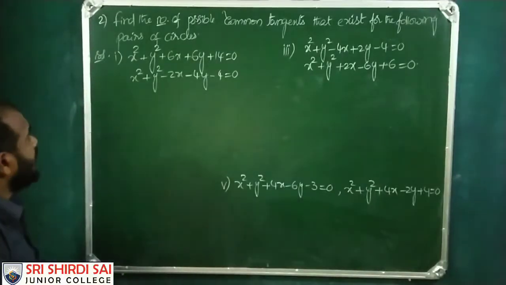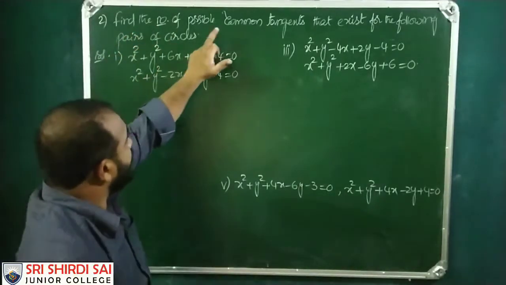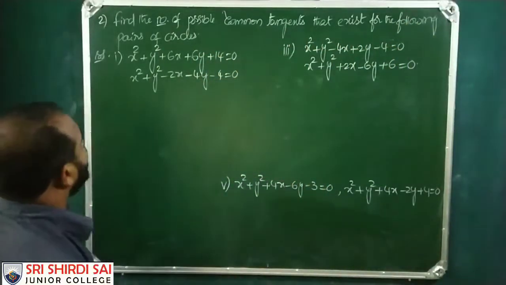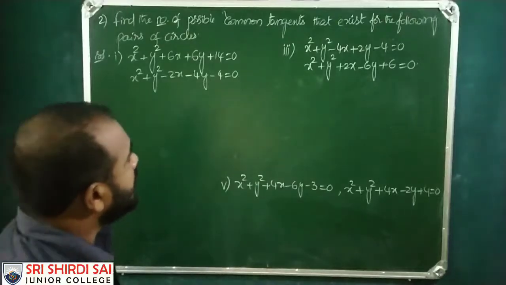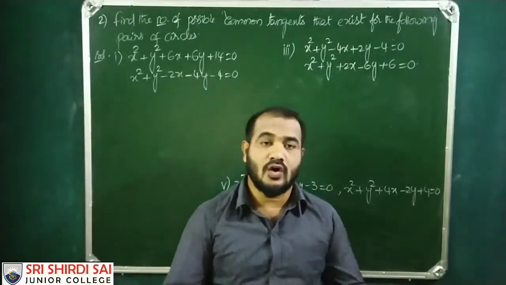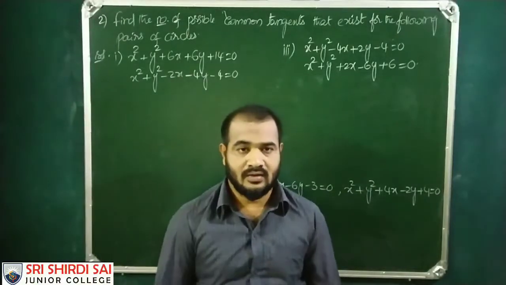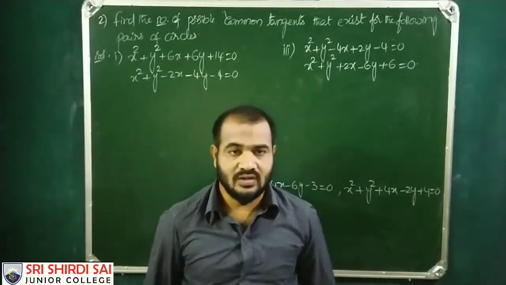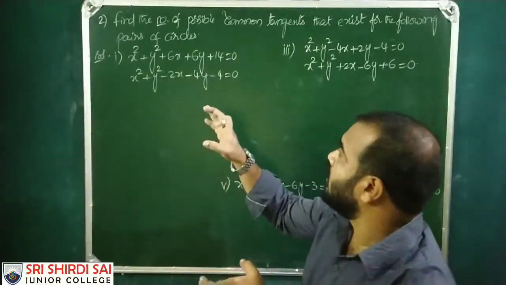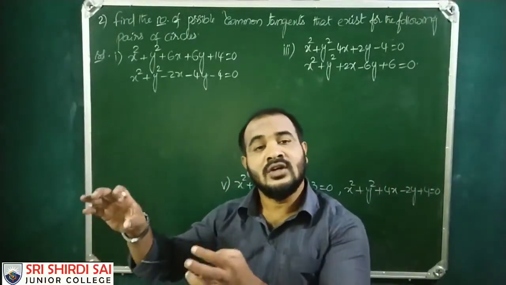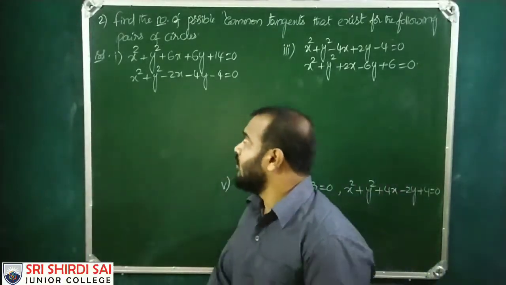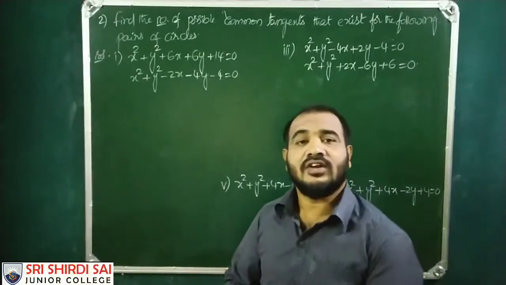Now the second question: find the number of possible common tangents that exist for the following pair of circles. This time he is not asking the relative position of the two circles, how the two circles will be. Instead he is asking how many common tangents could be possible, for which we need to check the cases.